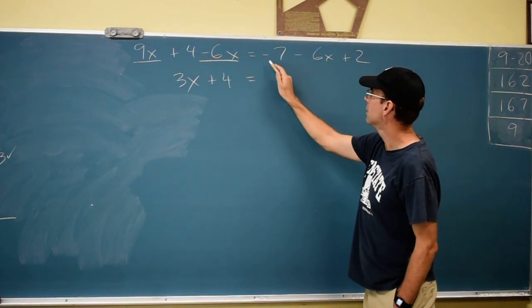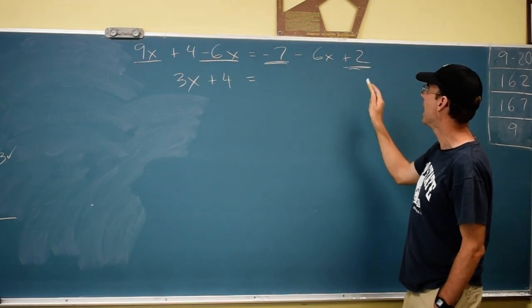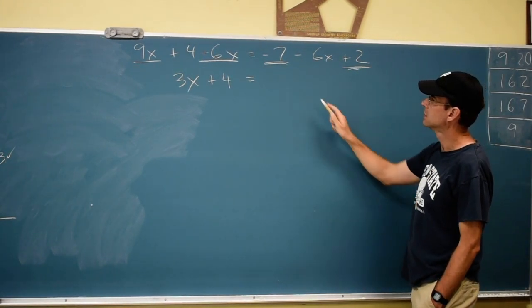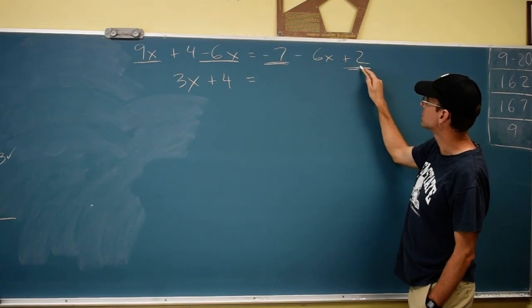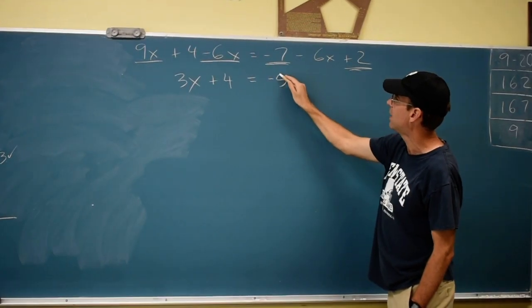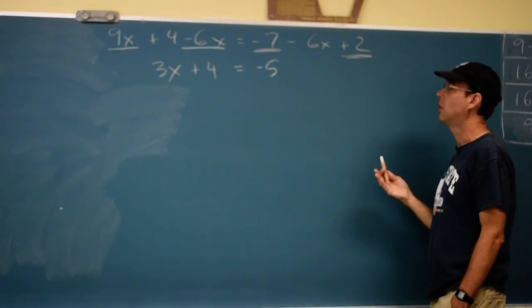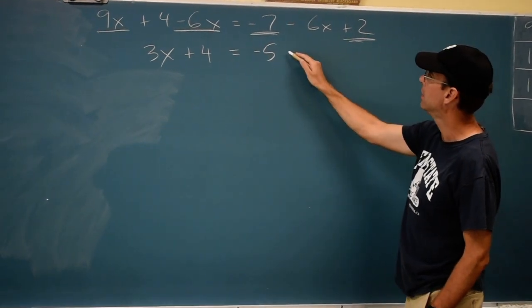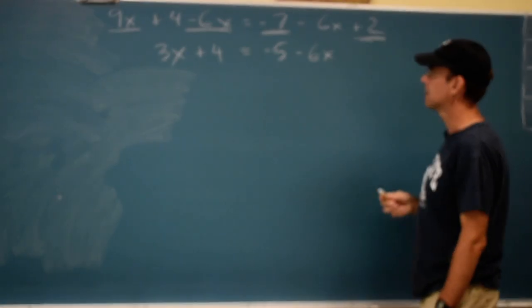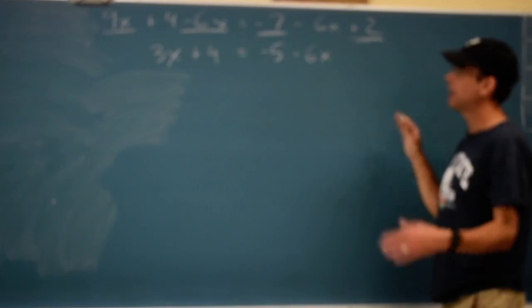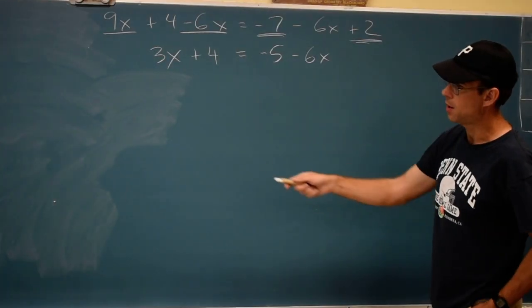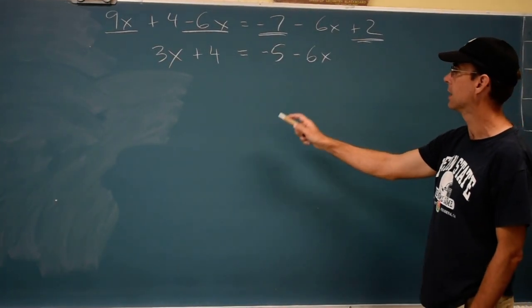Over here, this and that are also like terms. Negative 7 with positive 2 is a negative 5, because the negative wins that contest because it was a bigger number. Minus 6x is still there. And now we shrank that a little bit.